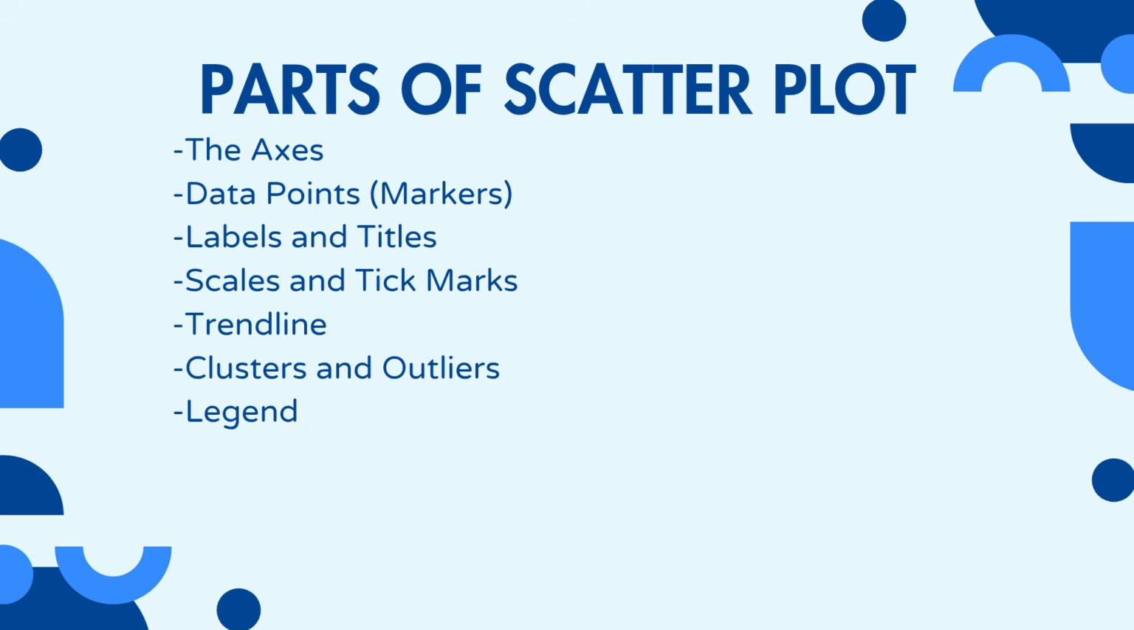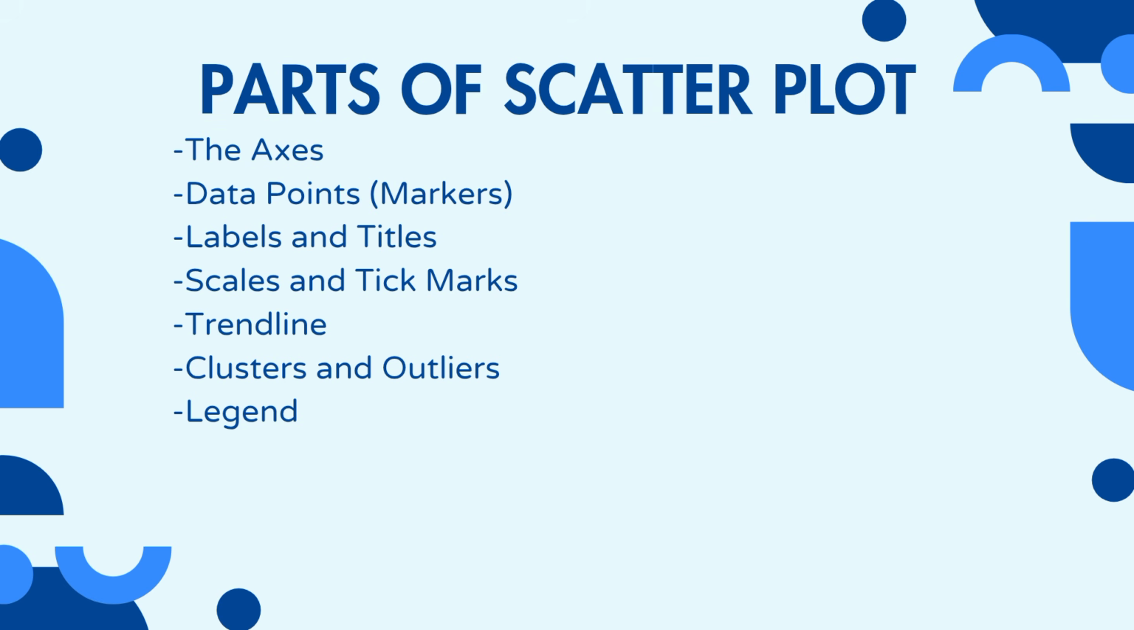Next is data points or markers. Each dot on the graph represents a single observation in the dataset. Its position is determined by its coordinates, x and y, where x is the value on the horizontal axis and y is the value on the vertical axis.